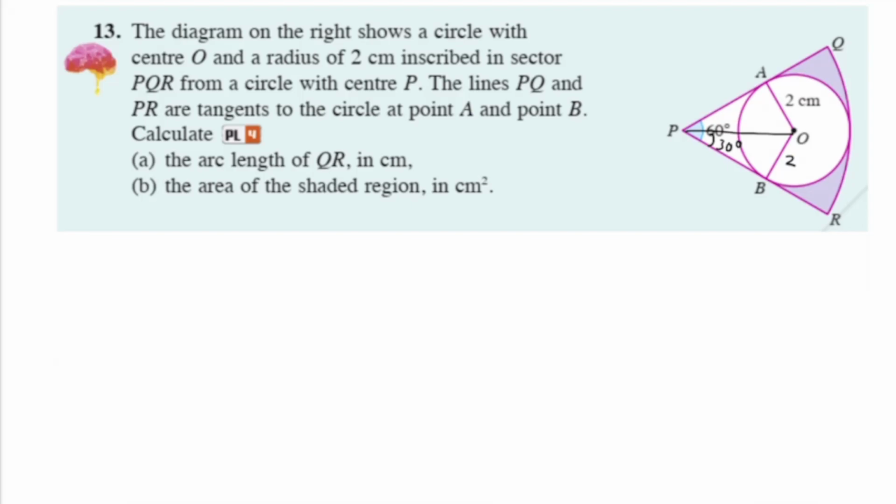But one thing, please don't look for PR directly, because we can't find PR directly. You're going to find PO, let's call this T again. You're going to find POT. Now we know OT is 2 because it's the radius of the circle. I just have to find PO.